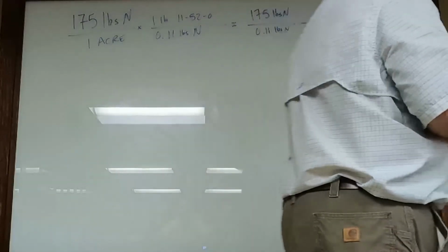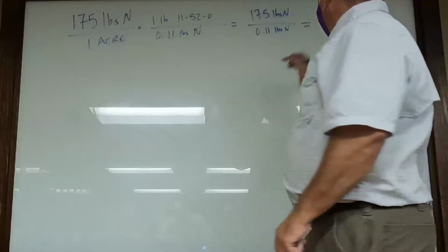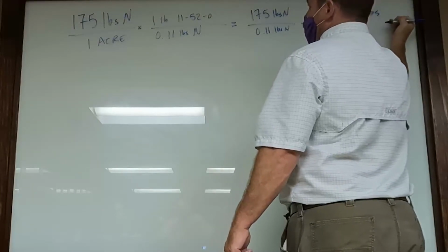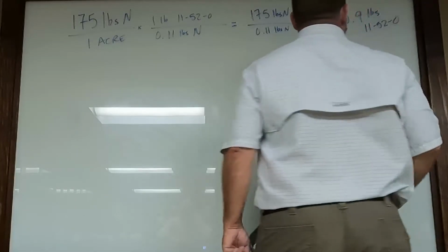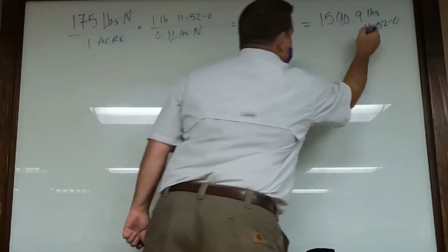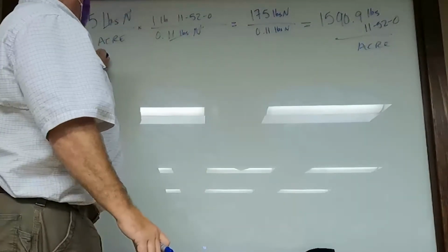And if we multiply straight across here, we have 0.11. When we do that math, what do we come up with? Correct. 1590. How much? 1590. Is it perfectly 1590? 0.9. So 1590.9 pounds of 11-52-0. Our pounds of N are going to cancel here, and we're left with our units of 11-52-0, which is the fertilizer material, over our area.